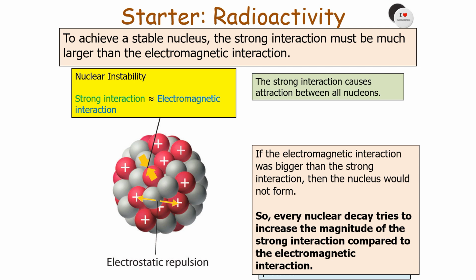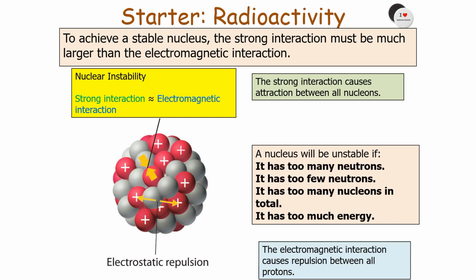Now nuclear instability occurs when the strong interaction and the electromagnetic interaction are very similar in size. Now it's important to note that if the electromagnetic interaction was larger than the strong interaction, the nucleus wouldn't even form. So every nuclear decay tries to increase the magnitude of the strong interaction compared to that of the electromagnetic interaction. Now a nucleus will become unstable if it either has too many neutrons, too few neutrons, too many nucleons in total, or just has too much energy.